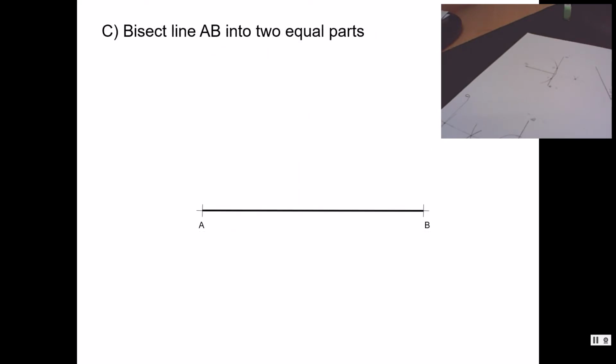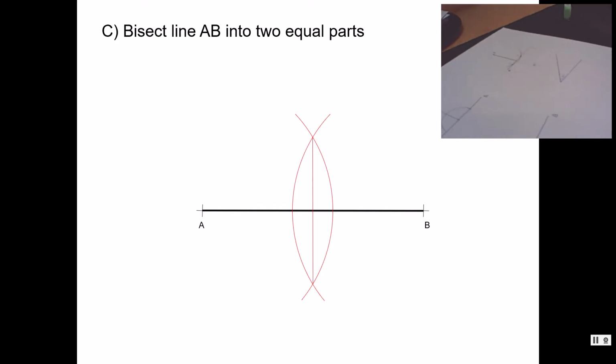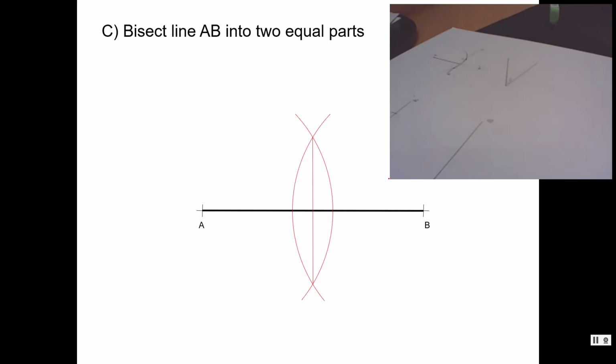Okay, the third one is to bisect line AB into two equal lines. So we have also AB line, so we want to cut it into two, bisect the line. Yeah, so okay, draw a half circle from point A, another half circle from point B, and then you draw the line. So this is the line that will be the center line of it. So I'm going to show you in this video here. Maybe I'm going to enlarge it a bit more.